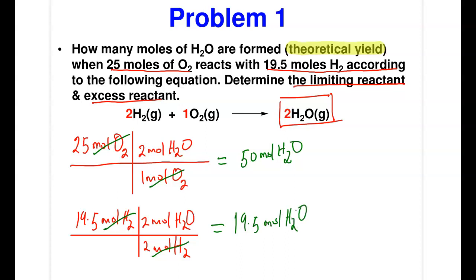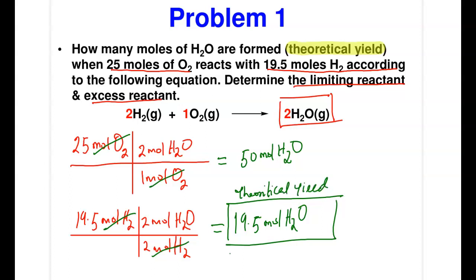Now, which one gives you the lesser number? You see, hydrogen gives me the lesser number, 19.5. What that simply means is that hydrogen is the limiting reactant. And the amount of water I can get, this is the theoretical yield. So this number becomes the theoretical yield.